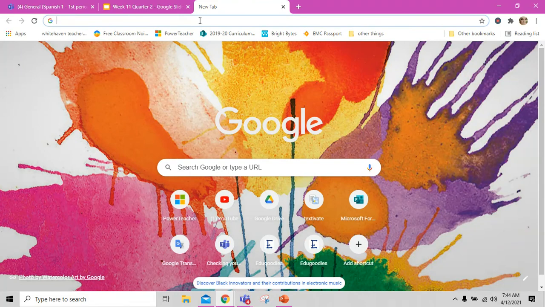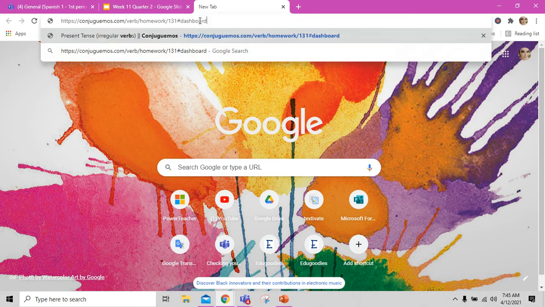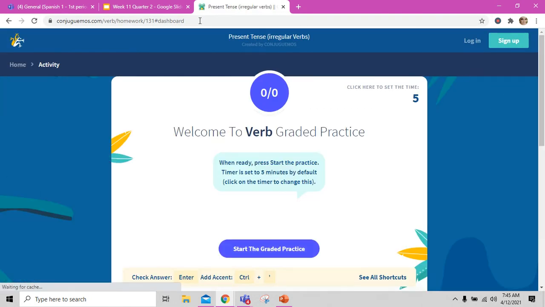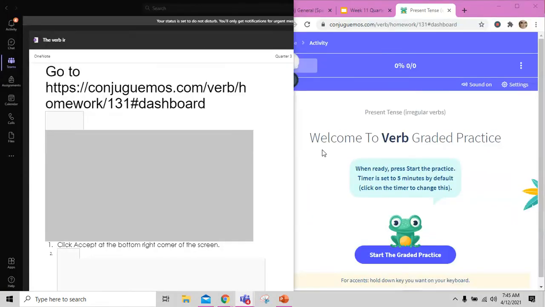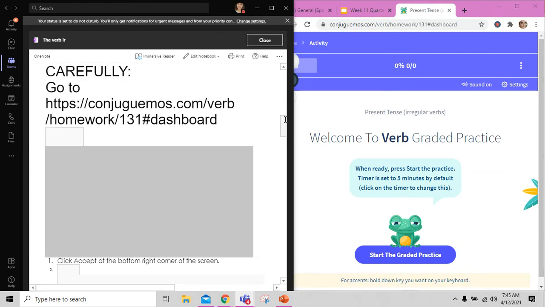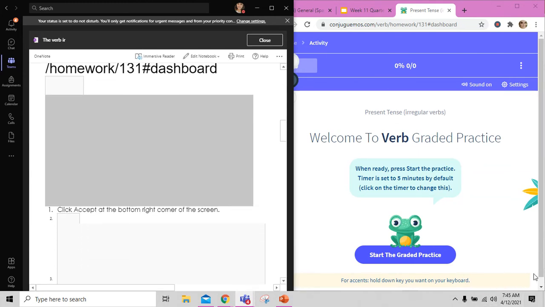If you are on whatever web browser you use, we're going to go to that website. Please make sure that you are copying and pasting in the URL. Otherwise, it's going to take you somewhere funky, and that's not going to work out for you. I'm going to split screen this so we can look at the directions at the same time. There is usually a big blue box at the bottom that says accept our cookies. Just click accept so that the box goes away.